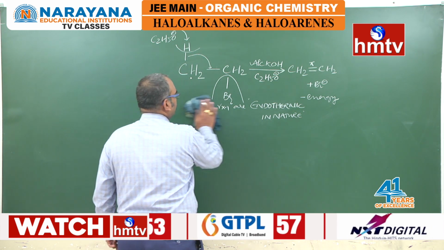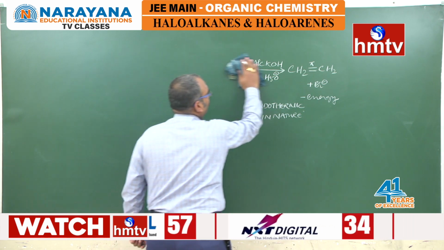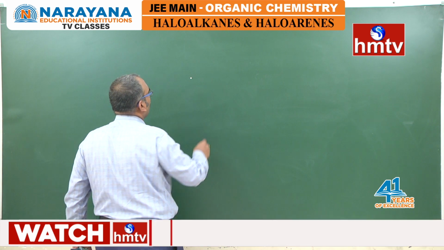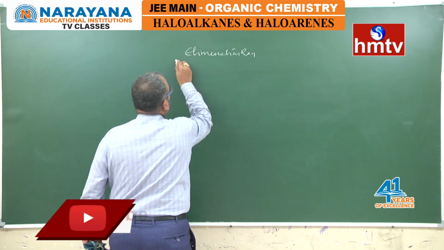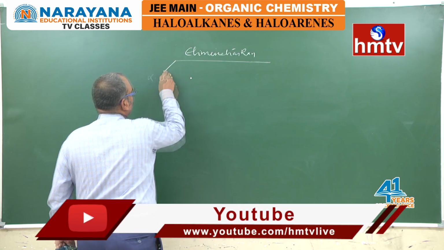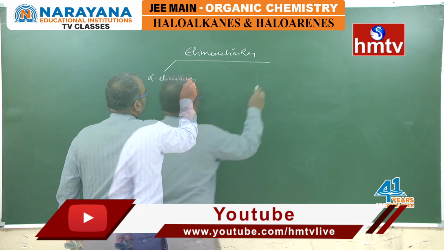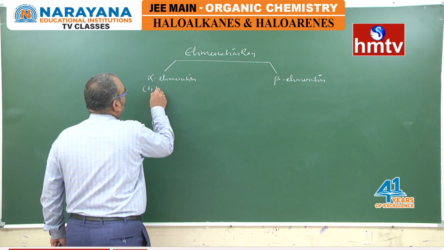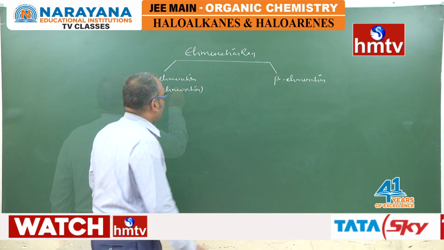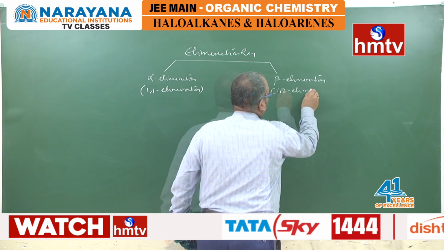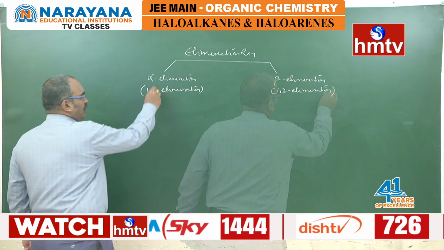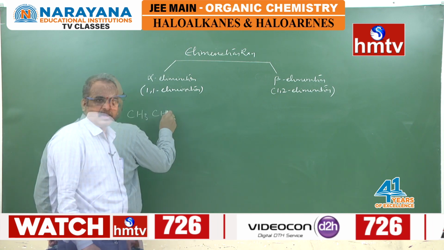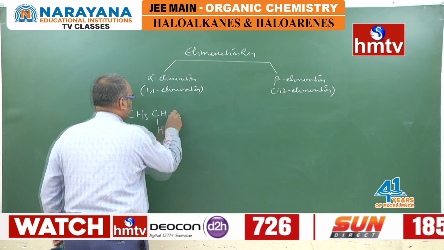Now let us see different types of elimination reactions given by alkyl halides. They can undergo two types of eliminations, alpha elimination and beta elimination. Alpha elimination is also called 1,1 elimination and beta elimination is called 1,2 elimination. In alpha elimination, both the proton and halide ion are removed from the same carbon atom.